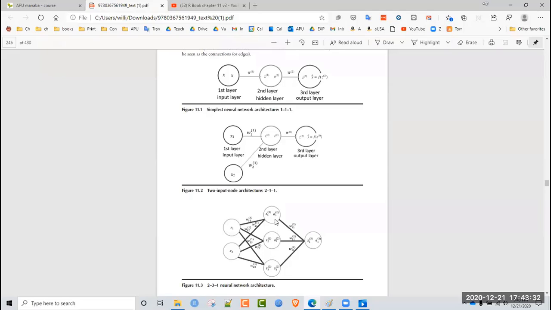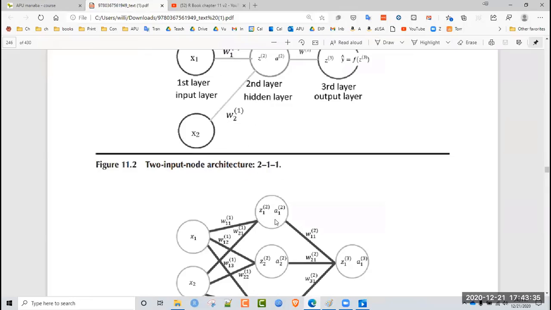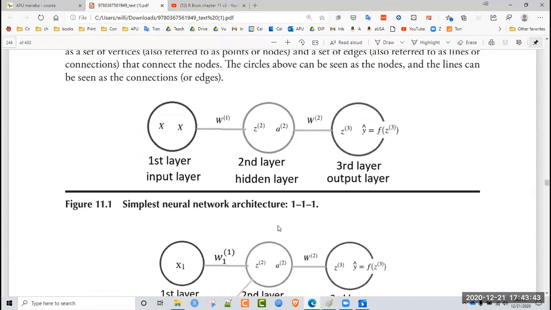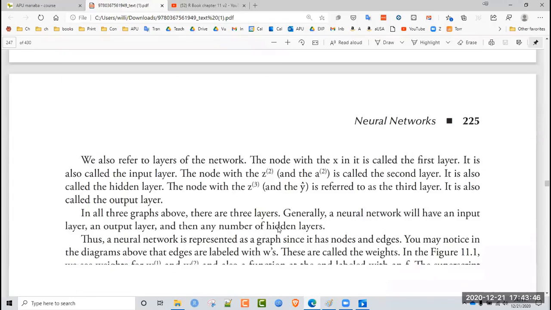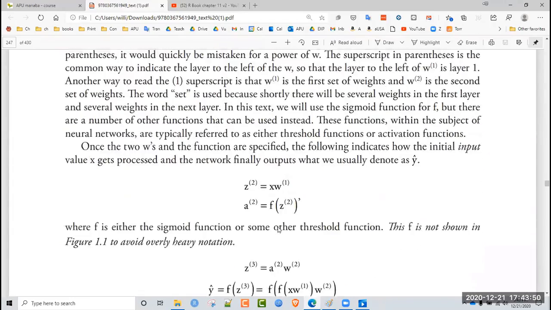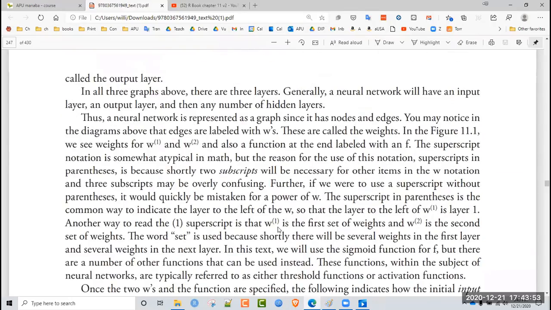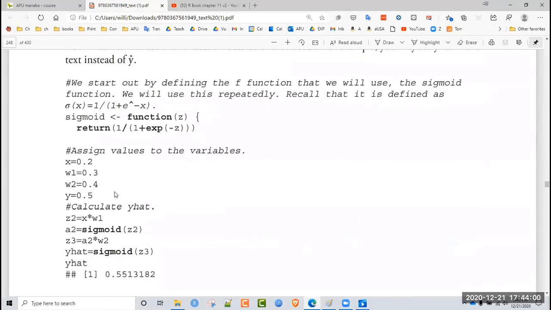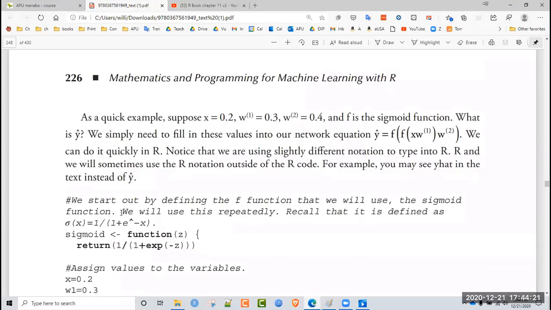All right, now the question is, what is this A? We haven't talked about that yet. How do we get the A's? We didn't explain that yet. So let's find out how that's going to be obtained. So here's some R code to calculate. Here's X, W1, W2, and then figure out what Z2 is. So we take this times this gives us Z2. Anyway, that's for the simple case, so let's not worry about that.